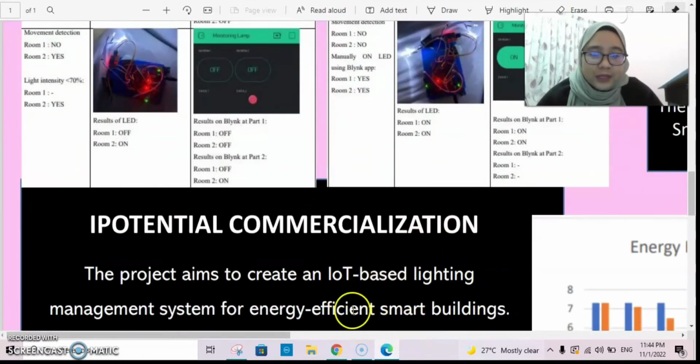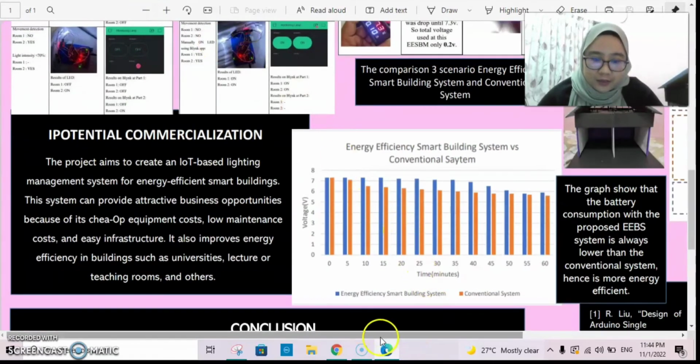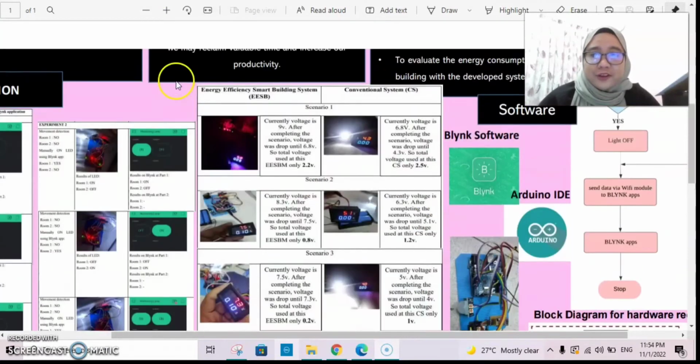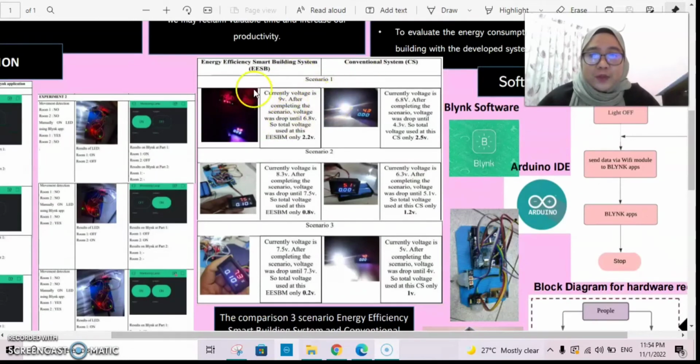And then we can see the other results and experiment. I selected 3 scenarios, and then I did the experiment on the energy efficiency smart building system and the conventional system, which is a manual system.